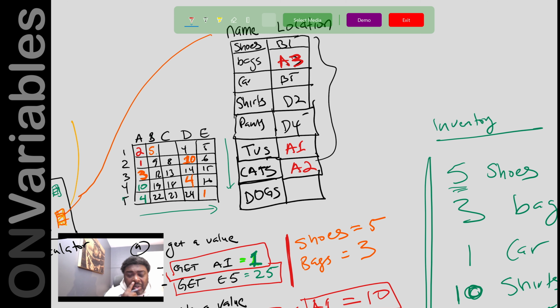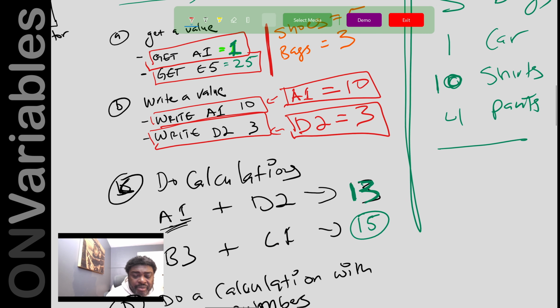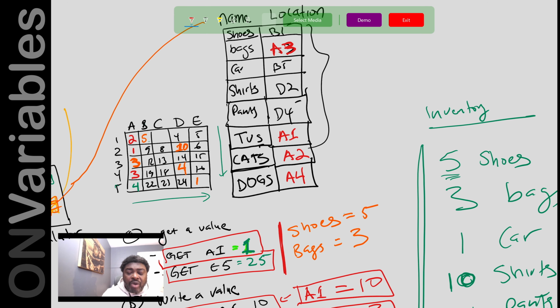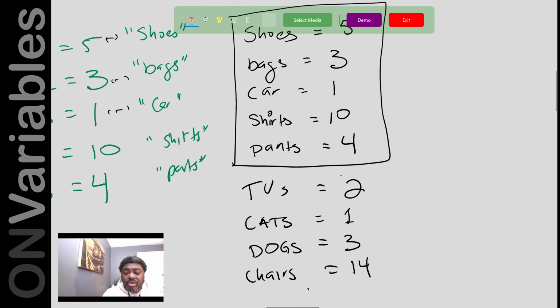Okay, so is there anything in A4? If I go through, nope, there's nothing in A4. So I'm going to decide that A4 is where I store dogs. I'm going to go to A4 and erase whatever's in A4, and put how many dogs I have, which is 3. So that's how new items can be added to the list, and they can all be used as needed.